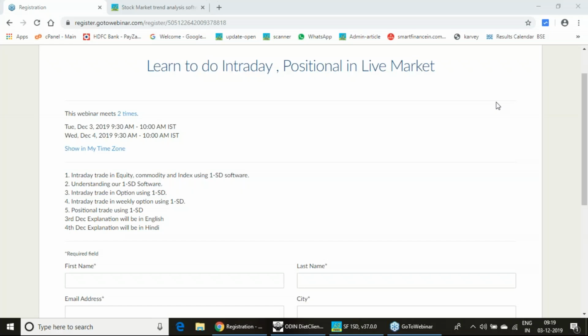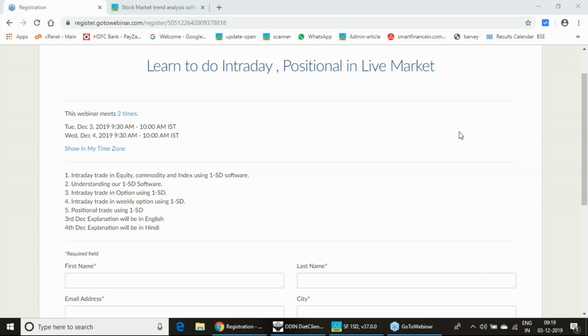2 days event, today and tomorrow in the live market. We'll understand how to initiate equity, commodity and index trade, specifically intraday trade using 1SD software. We'll understand what are the features of that software, and how we can initiate options intraday using the 1SD software, and how we can trade weekly options and positional trade also using the 1SD software.